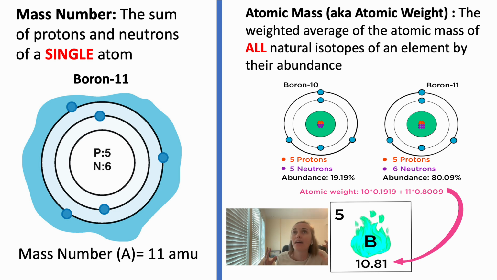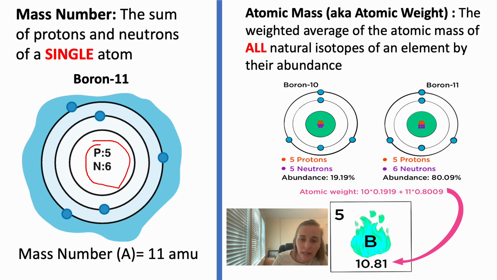Again, if we could just make chemistry simple, that would be awesome. But we can't, because nature is not simple. And so these isotopes exist. We can talk about a mass number for a single atom as just counting its protons and neutrons. Boron, in this case, has 6 neutrons and 5 protons. So for the single atom, this is boron 11.